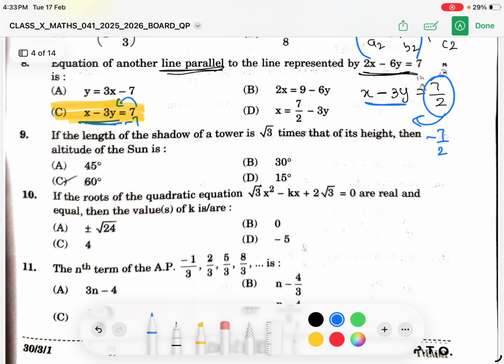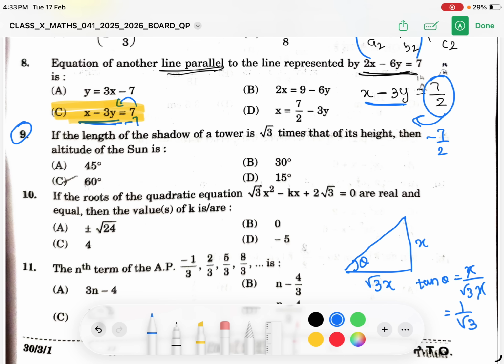Next, 9th question. This 9th question is from the heights and distances concept. The length of the shadow of a tower is root 3 times its height. So height I am going to take as x now. The length is going to be root 3x. Then we have to join. So we should find the altitude. So theta is here. So tan theta equal to x divided by root 3x. So this will cancel. So 1 by root 3. So 1 by root 3 means 30 degrees only is possible to get 1 by root 3.